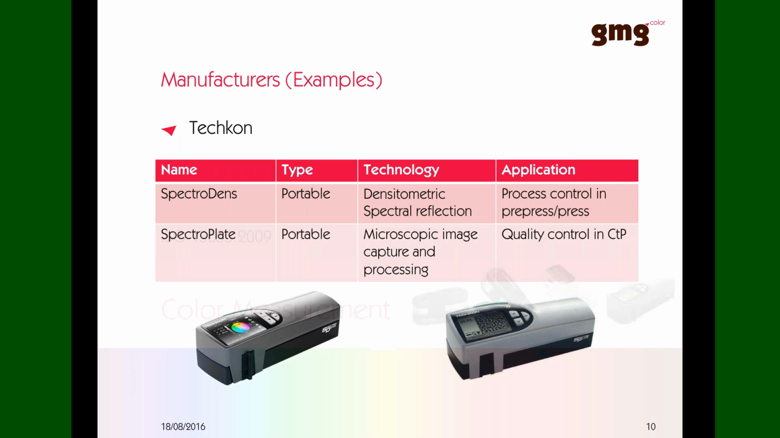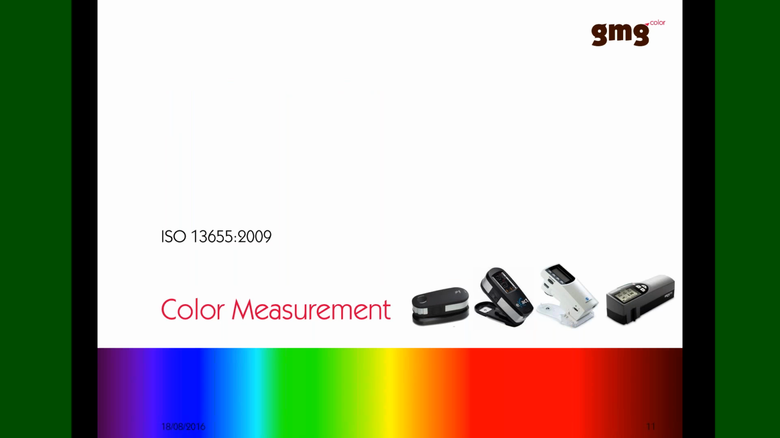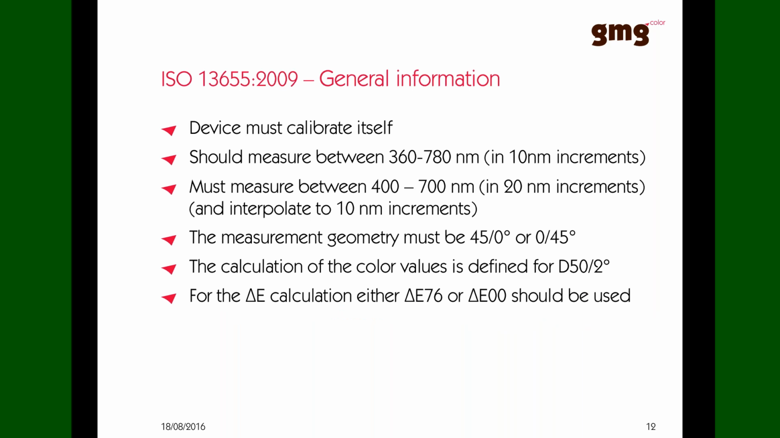Now let's talk a little bit about the ISO norm for color management. So there's this ISO norm 13655/2009, which describes the spectral photometric measurement of color. So first, some general information, what's inside this ISO norm. The ISO norm describes what a measuring device has to be able to do.